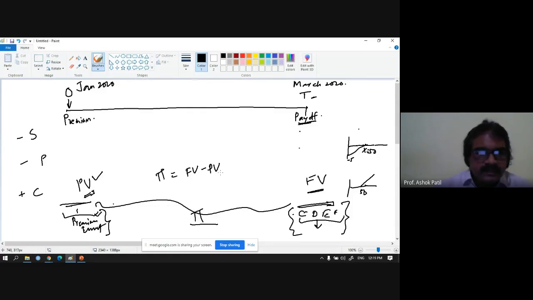FV minus PV. And now you can see that once I know this, I can calculate return also. Return will be what? FV minus PV divided by PV. Similarly, I can calculate what is my growth rate and all that. So all time value of money formulas will come into picture once we know what we are talking about. So going back to Himanshu's slide, I mean Excel sheet.